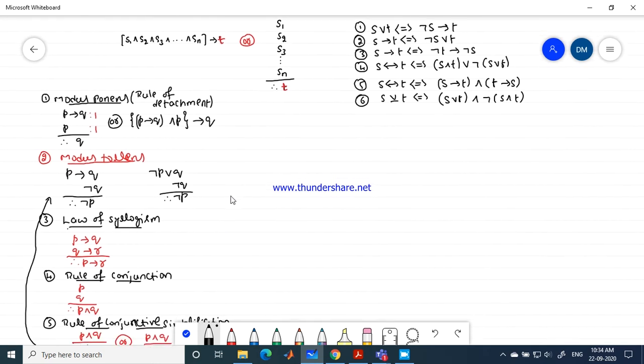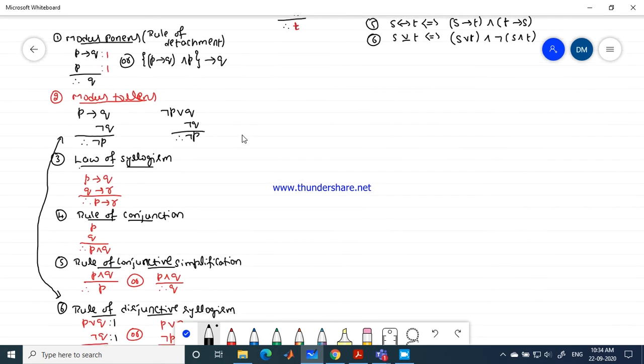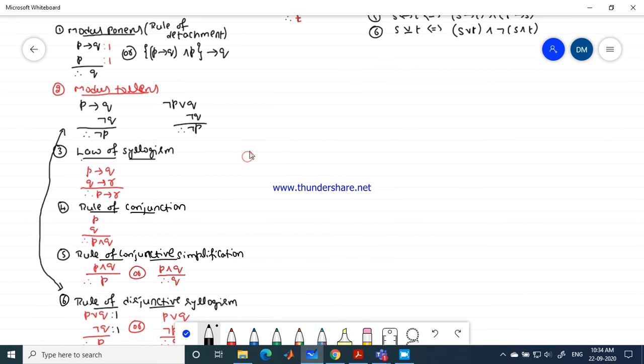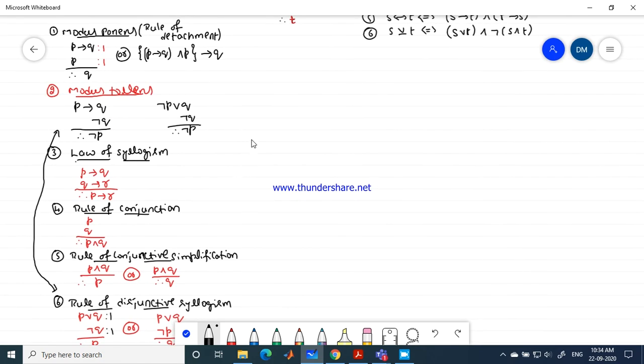Now have a look at these 7 rules of inferences once again before getting into the problems. Whenever we get implications, these 3 rules come into the picture along with the contrapositive, since implication is logically equivalent to contrapositive. These 3 rules should come to our mind to think what should be done next.